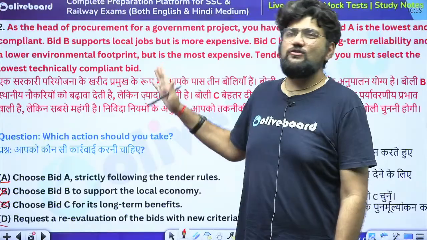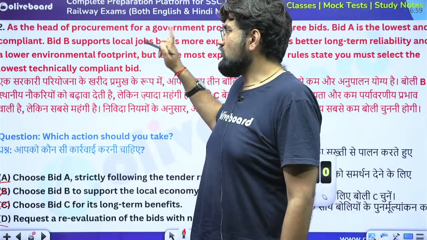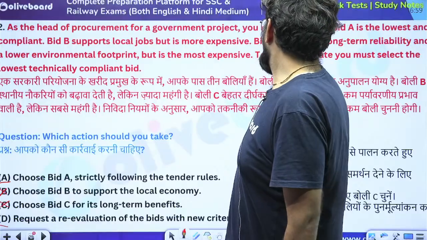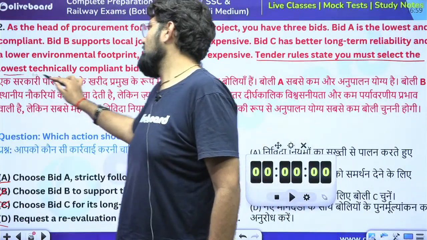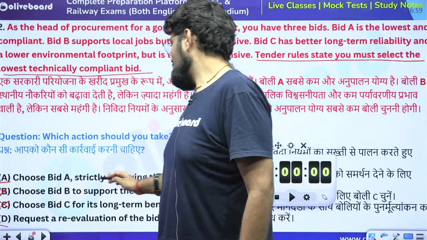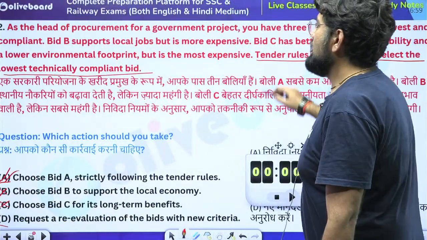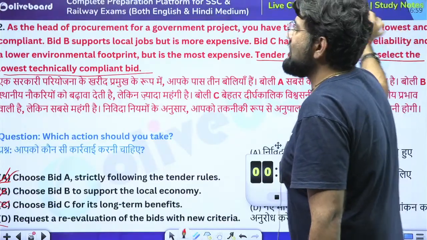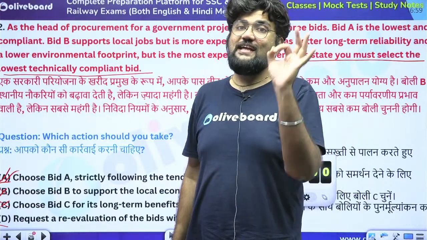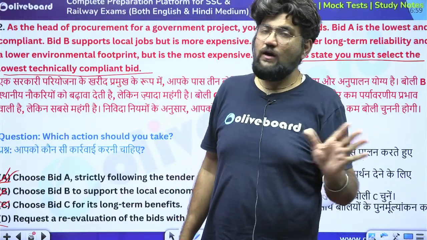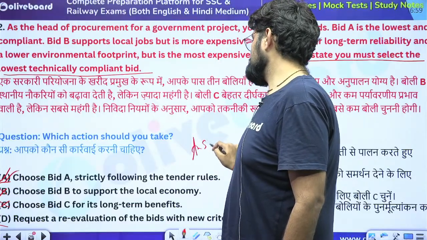And these are very common questions in interviews though. Nowadays they are putting it in the examinations also. What you have to do is follow strictly what's written here: tender rules state you must select the lowest technically compliant bid. Choose bid A strictly following the tender rules. It's that simple. Why? Because bid A is the lowest and compliant. It is following the rules. You have to be dead serious about this. You can't do anything else. So option A is the correct answer.